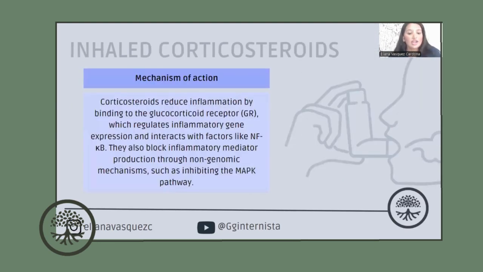The mechanism of action: corticosteroids work by passing through cell membranes and binding to the glucocorticoid receptor, which regulates inflammation. This binding controls the expression of genes involved in inflammation and interacts with transcription factors like NF-κB. Additionally, corticosteroids reduce inflammation through non-genomic mechanisms such as inhibiting the MAPK pathway. While the cellular action of corticosteroids is understood, their primary target in COPD treatment remains unclear.